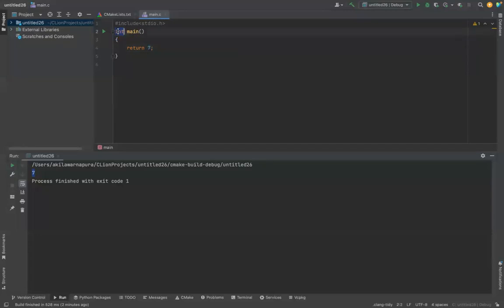If this is void, you have to return nothing. Return means terminate, but return nothing. Did you get the point?